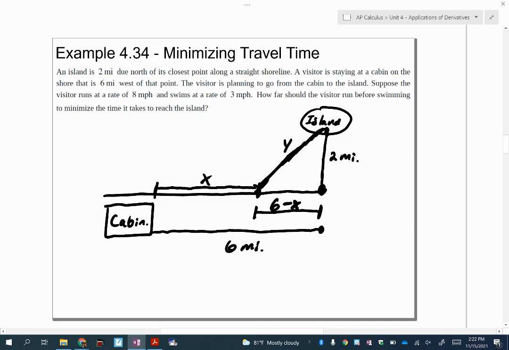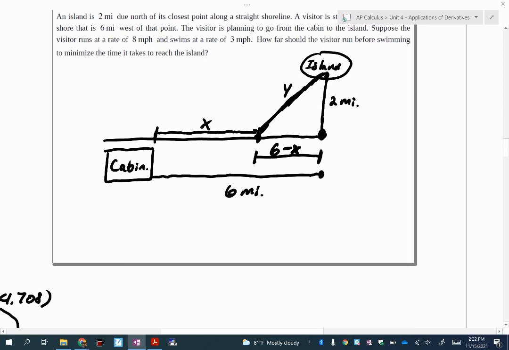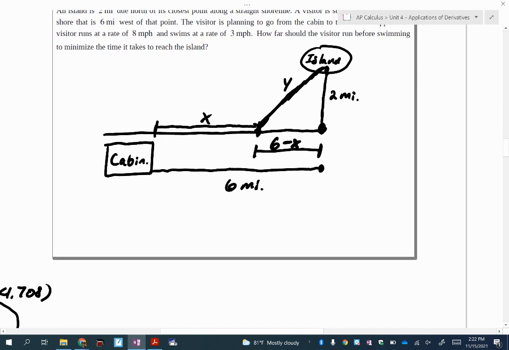Okay, and ultimately I want to minimize time, so I need to write an equation that talks about time. If you think back to your days in middle school, you remember that distance, of running or swimming, or of doing anything, is the rate at which you do it times the time at which you do it. So again, distance equals rate times time. So time, if I move my rate to the other side with division, is the distance divided by the rate at which you do it.